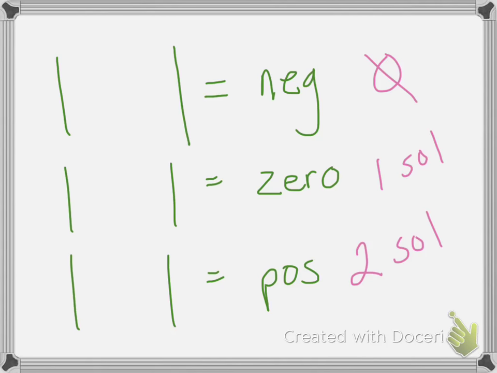And in future videos, we're actually going to do some graphing to see what that actually looks like and why. So say the absolute value of x was equal to a negative, no solution. The absolute value of x equal to 0, you'll have one solution. And the absolute value equal to a positive number, you're going to have two different answers.